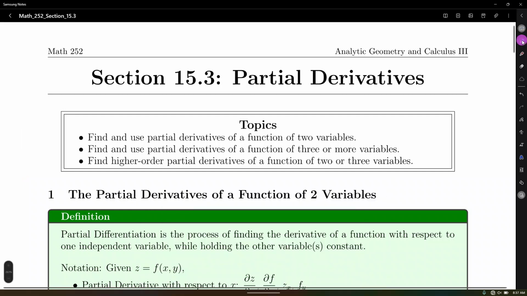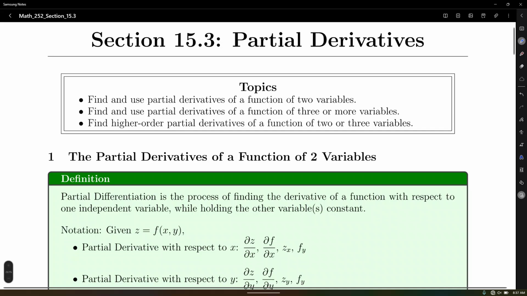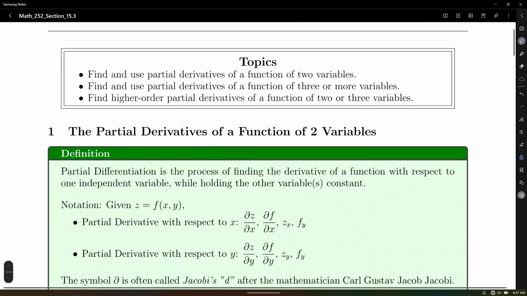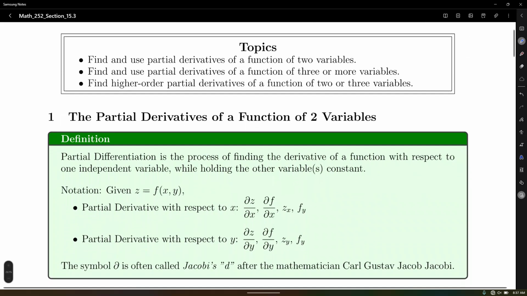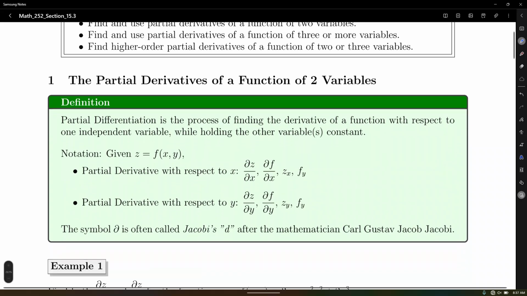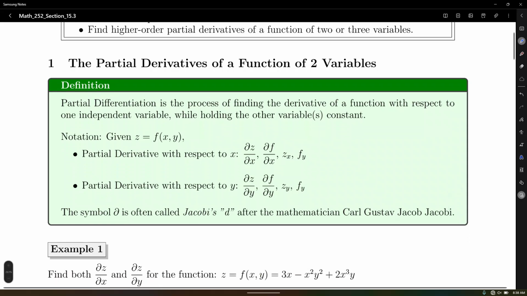There you go. So for partial derivatives, we will find and use these partial derivatives for functions of two variables, three variables. Find higher order partial derivatives. Actually, maybe the second, the third, and then we're going to look at pretty cool theorems about these partial derivatives. Well, so again, partial differentiation is about finding the derivative of a function with respect to one independent variable at a time while holding the other variables constant.